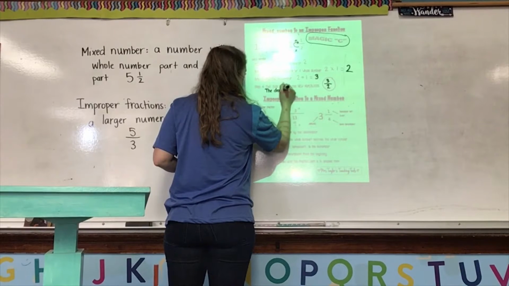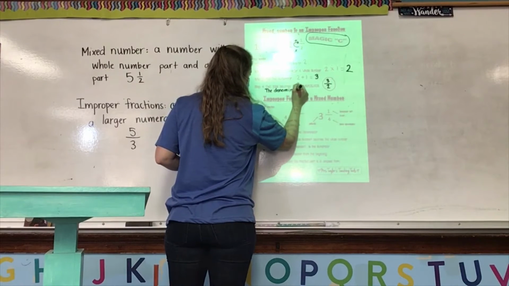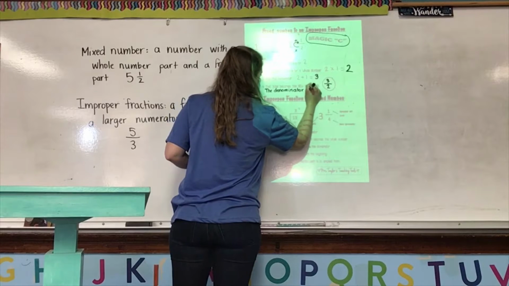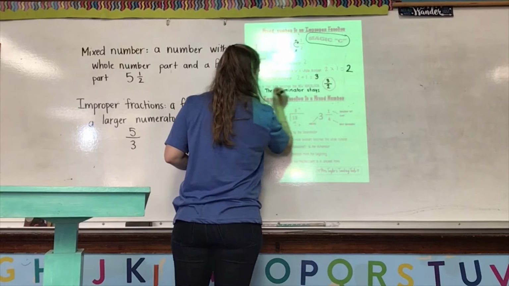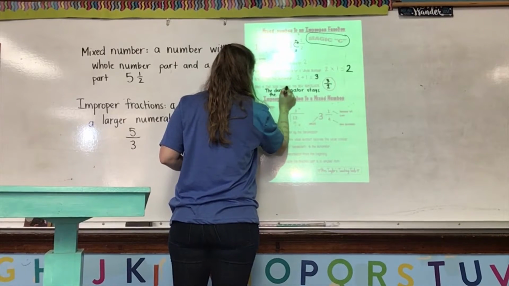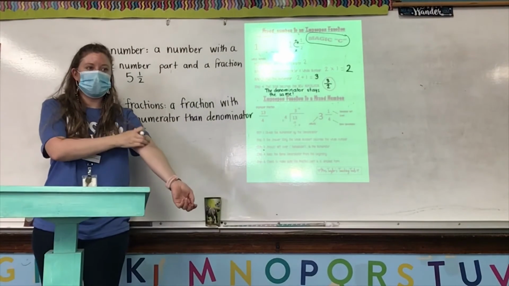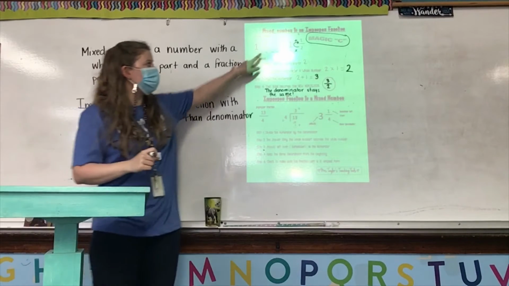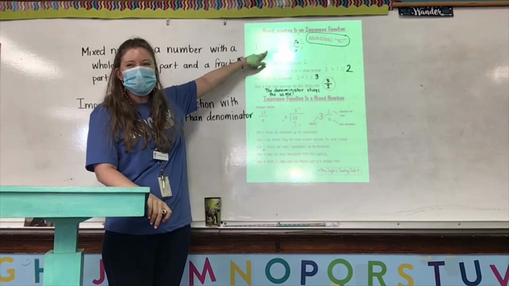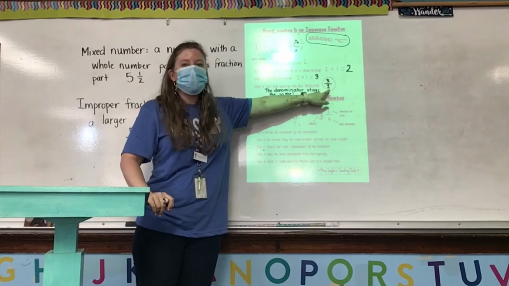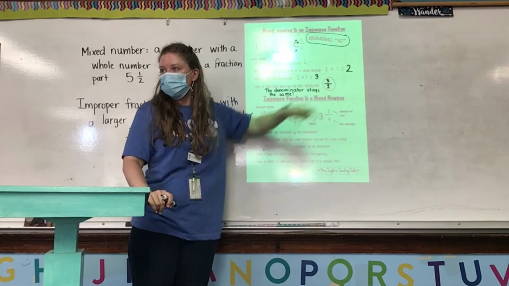Add this to step 4. The denominator stays the same. Whatever our mixed number denominator is, that will be our improper fraction denominator.